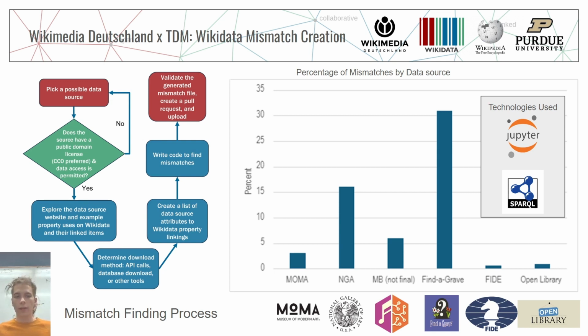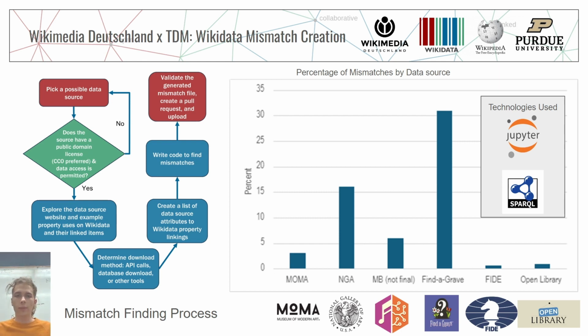The next step is to create a list of data source to Wikidata linkings, and then write the code to make those linkings, compare them, find the mismatches, and then put them into the requisite format for the Mismatch Finder. We'd then create a pull request and upload, and we'd continue the process over again.